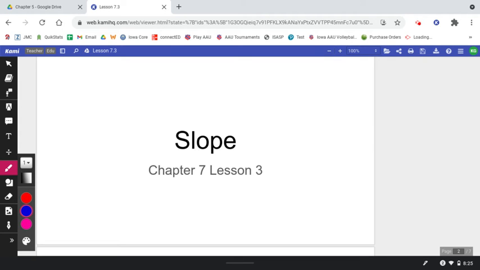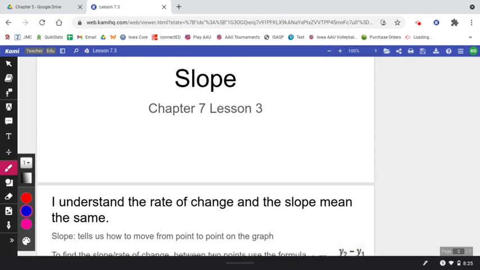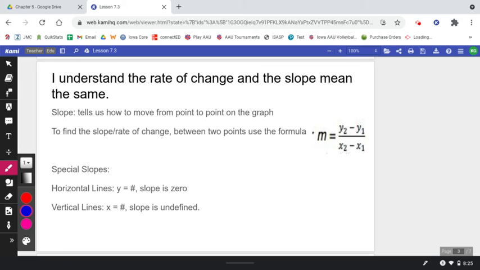Chapter 7, Lesson 3 is slope. So the first thing to understand is that when you are asked to find the rate of change, or if you are asked to find the slope, they're asking you to find the same thing. Rate of change is more commonly used in word problems, and slope is just used when you're given 2 points. Slope also tells us how to move from point to point on your graph.